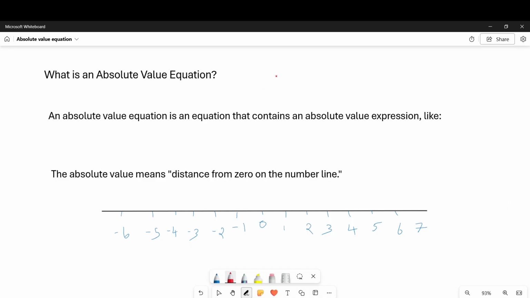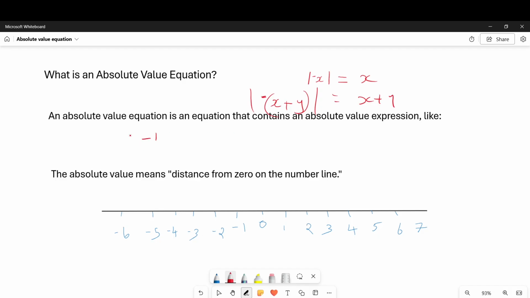Absolute value means the distance from 0 on the number line. This is the symbol of absolute value. Whatever the variable values we have inside this symbol, for example x, minus x, or negative x, the answer will always be positive. For example, if you take an expression like the absolute value of x plus y, the answer is x plus y. It's very easy to understand.